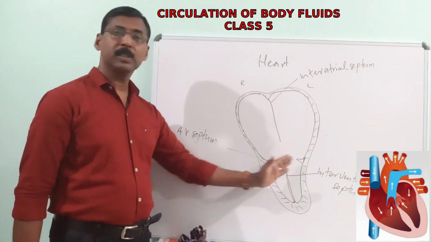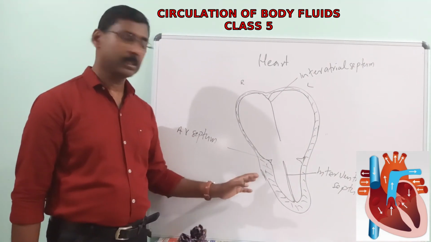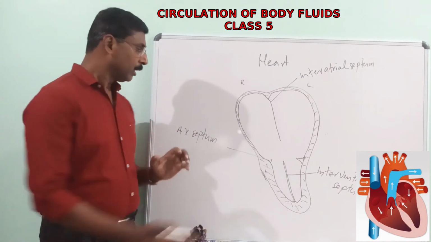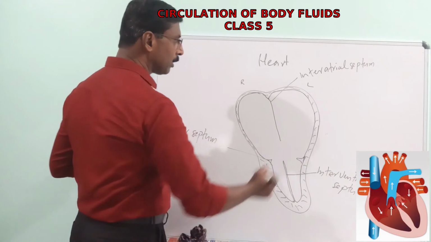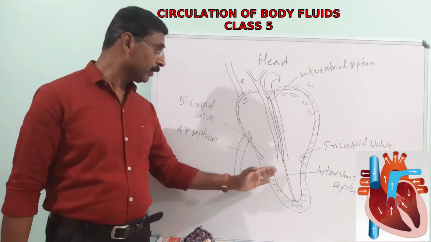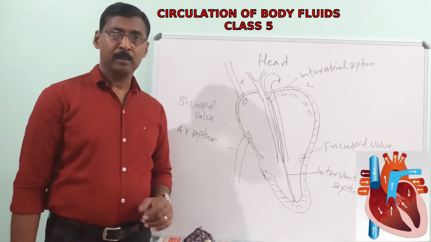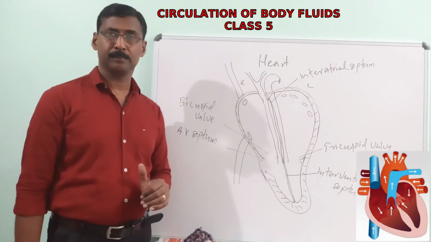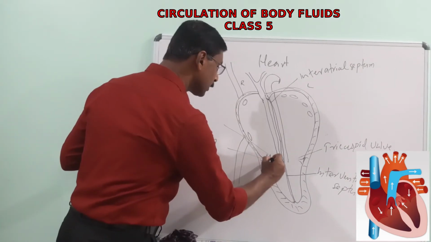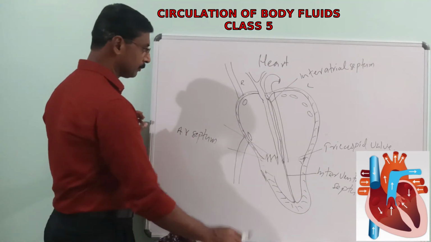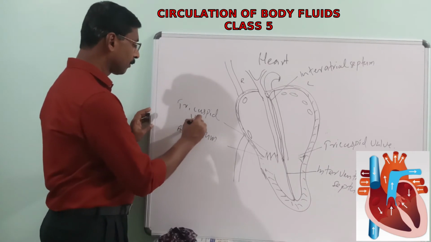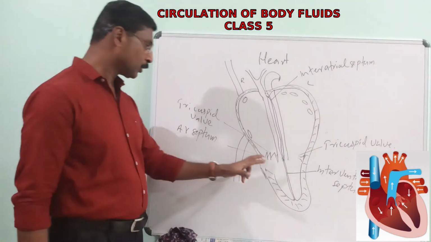But this septum is not complete. Attached to this septum, valves are present. Here a valve is present on the right side, and on the left side also a valve is present. So there are valves present on the atrioventricular septum. The valve present on the right side is the tricuspid valve. It is a tricuspid valve because it has three cuspids.